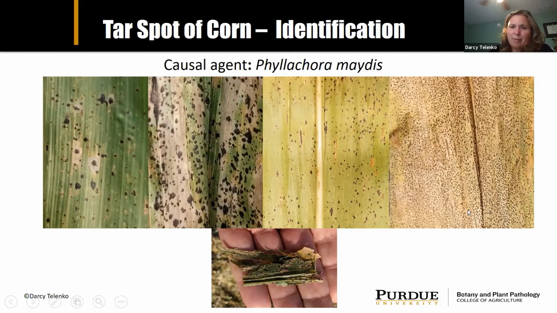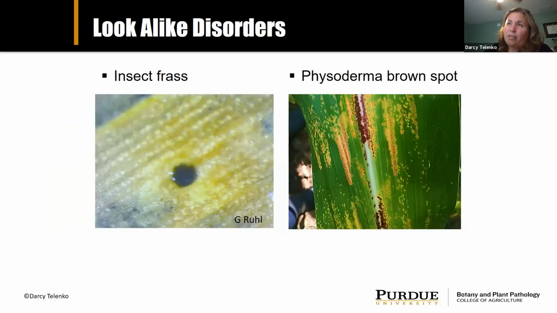There are a couple of disease look-alike disorders out there, and the biggest one early on is insect frass. When I was trying to find an acre and I didn't find any today, there were lots of little insect spots, and those rub right off or scratch right off. So I try to tell those that call me, did you scratch at it? It won't come off. Sometimes our Physoderma brown spot, as it's just beginning, may mimic it as well.